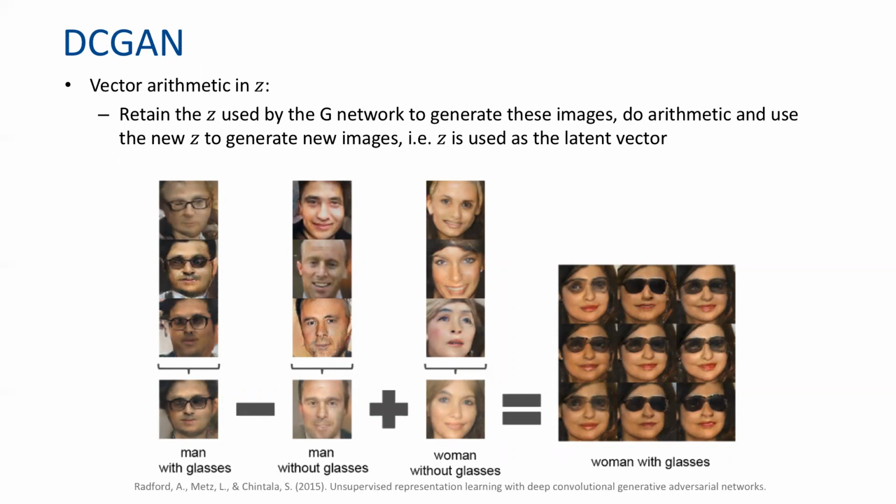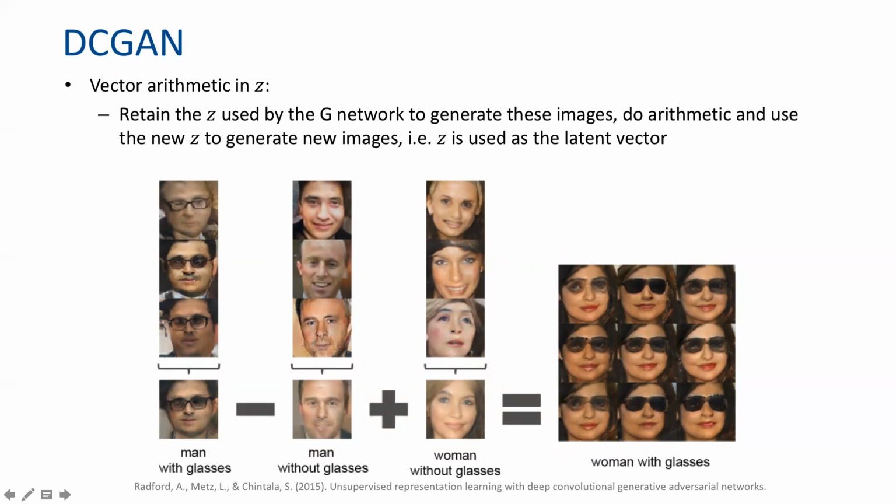So for instance, here we have a set of images of a man with glasses, and you can basically compute a difference vector from the set of images of men with glasses to the set of images of men without glasses. And then if you add that to a set of images of women, the output is a set of women with glasses. Is that making sense?